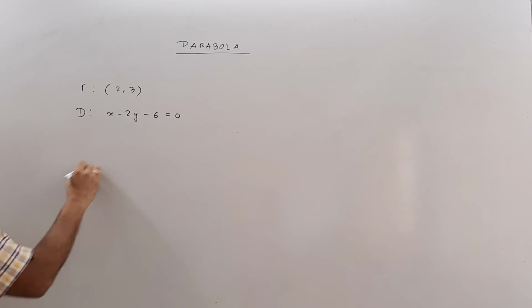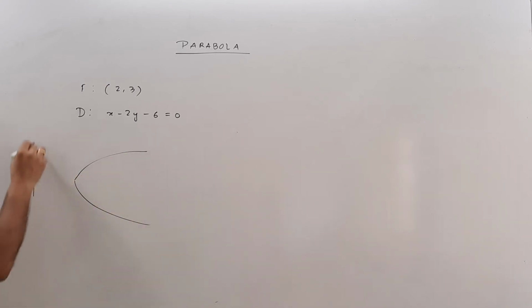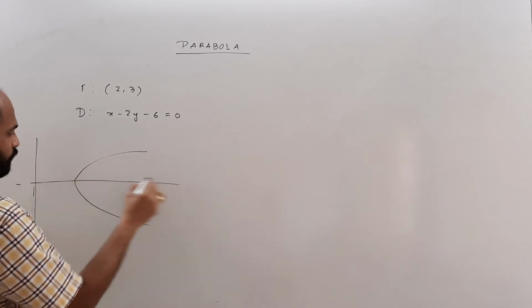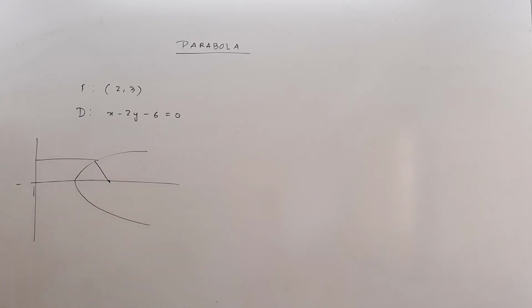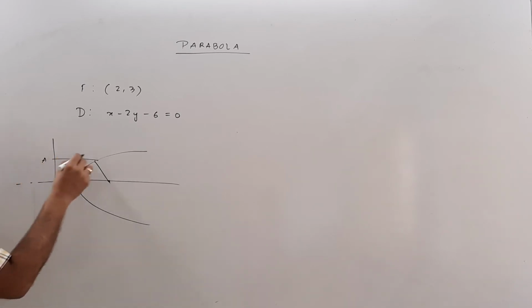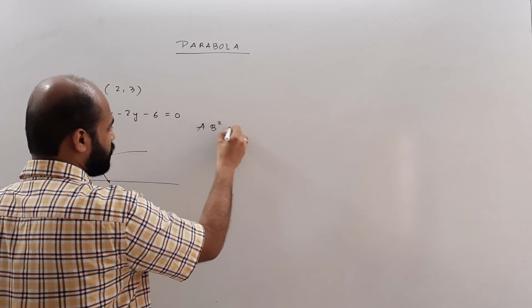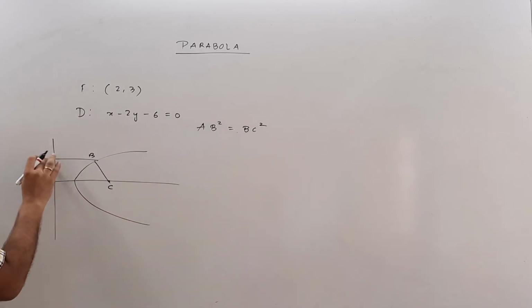So let's say this is that parabola that we're talking about, any general parabola, and this is the directrix, this is the focus. So this distance is going to be equated to this distance. Now, although they don't look the same, let's make them equal now. This is again ABC. So again I can write AB square is equal to BC square. So first let us write AB.